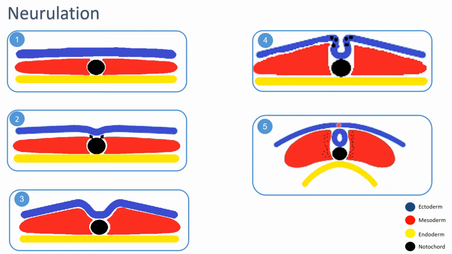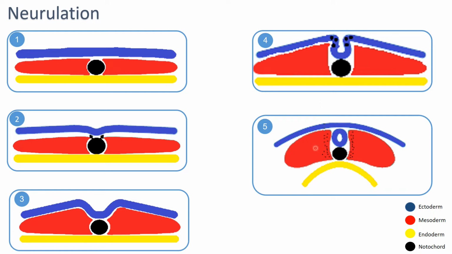with its anterior region being slightly larger and ultimately forming the brain, and its posterior region being slightly more tapered, slightly narrower, and ultimately forming the spinal cord.